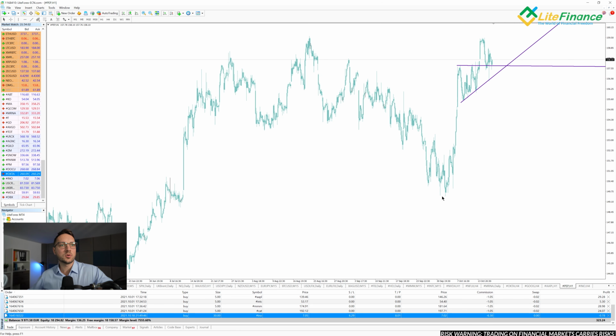On top of that, this formation was placed at a very strong support, therefore suggesting a strong possibility of the reversal move. So that's as for the Pepsi.